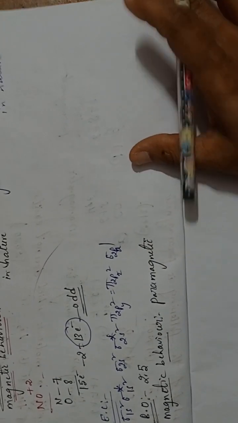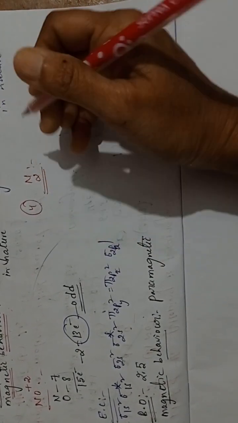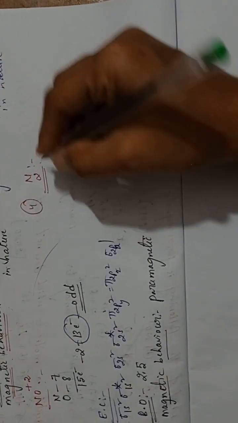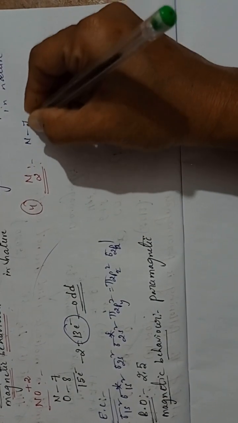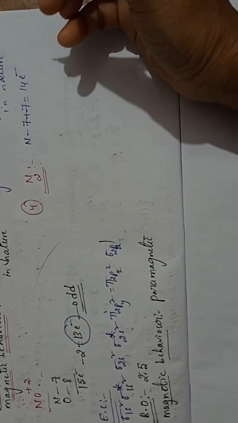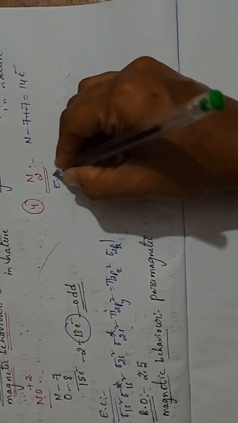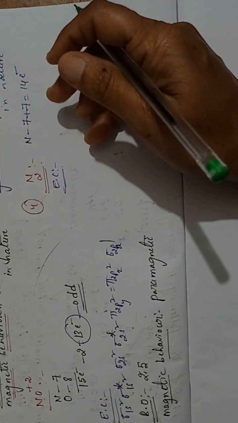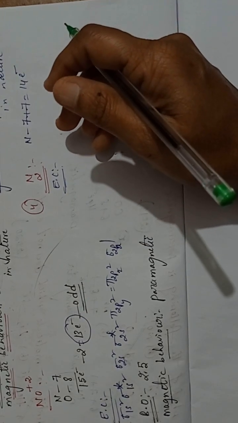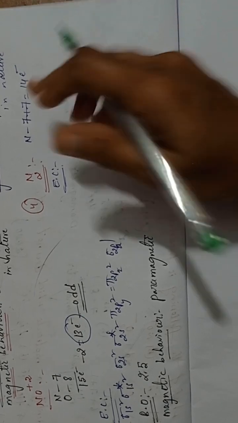Clear? So next, fourth example, see students, fourth one, N2. In N2 molecule, total number of electrons, how many, students? Nitrogen atomic number is 7. 2 nitrogen atoms are there. 7 plus 7, total 14 electrons. Okay, next one, electronic configuration. It is 14 electrons, that means up to 14 electrons. We have to follow the energy increasing order, up to 14.